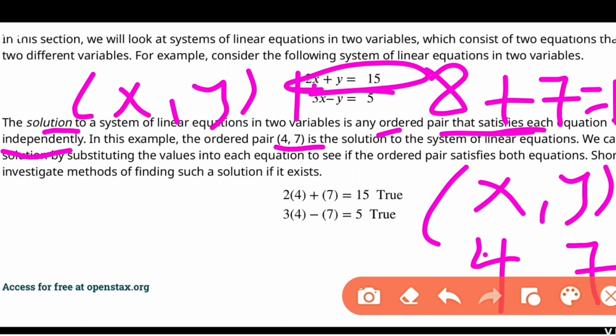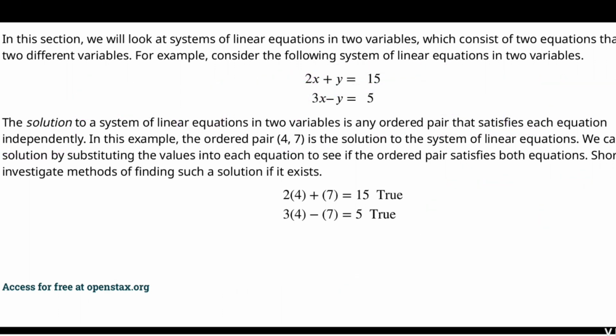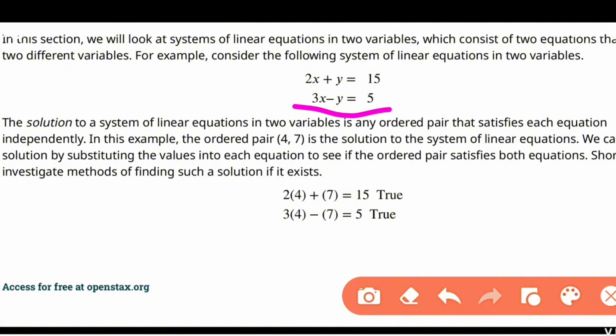But not only the first equation, it also has to work for the second one, because when we find a solution to a system of linear equations, that solution must satisfy both equations, because we said earlier both equations are considered simultaneously. That is the basic idea behind systems of equations. There can also be more than one solution for certain systems. Here we have just 4, 7, but we can find another.